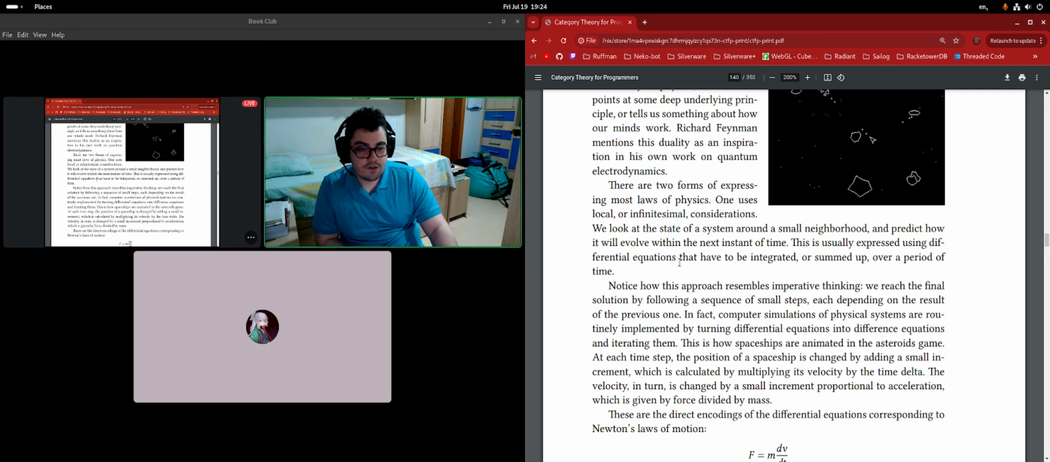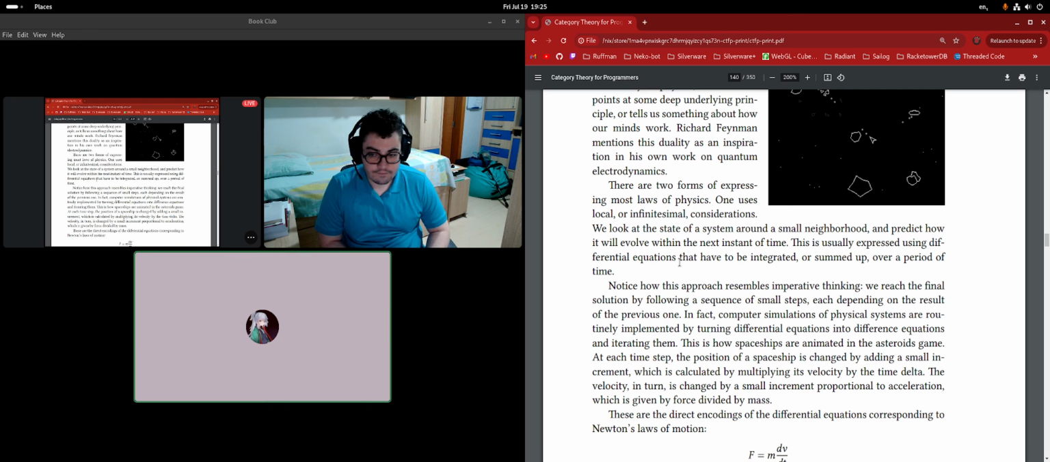There are two ways of expressing most laws of physics. One of them uses local or infinitesimal considerations, so it's very short, which is why we call it local. Between one state of the system and the next one, it's very close. We look at the state of a system around a small neighborhood and predict how it would evolve within the next instant of time. This is usually expressed using differential equations, very classic.